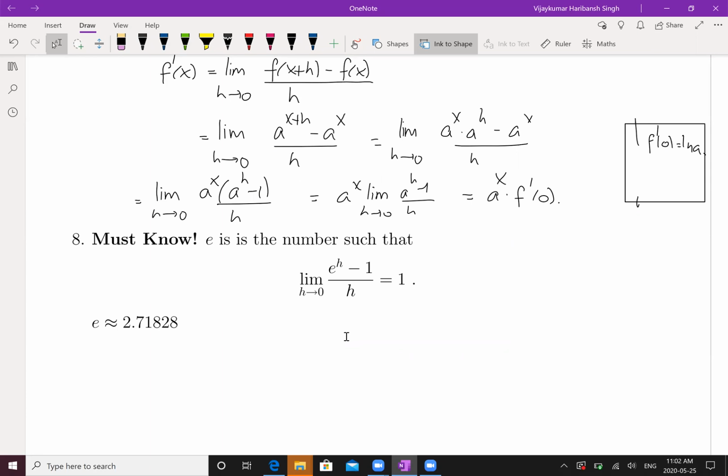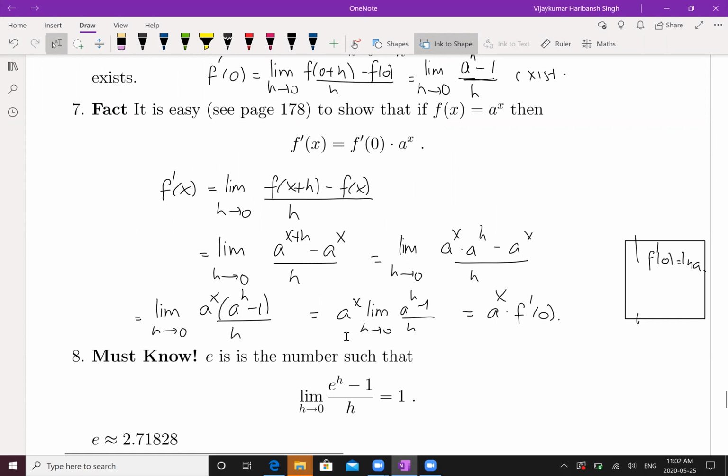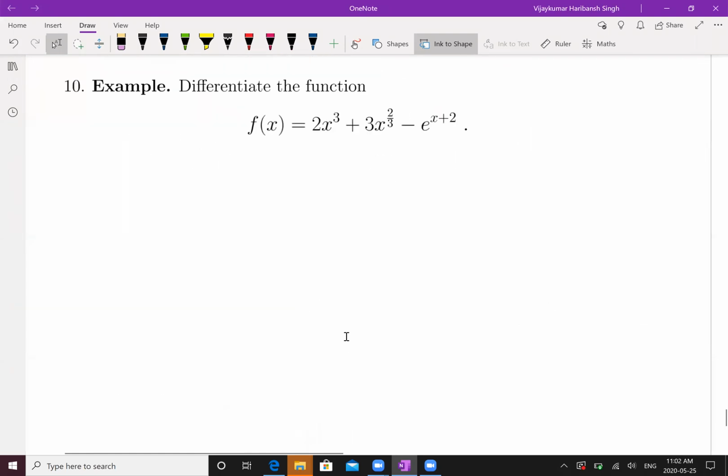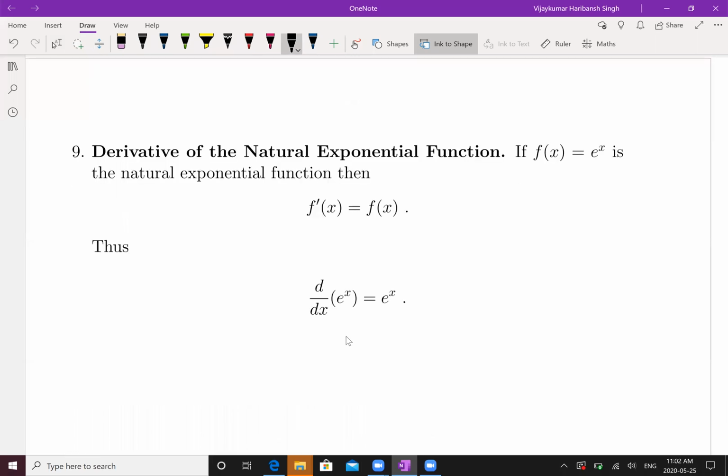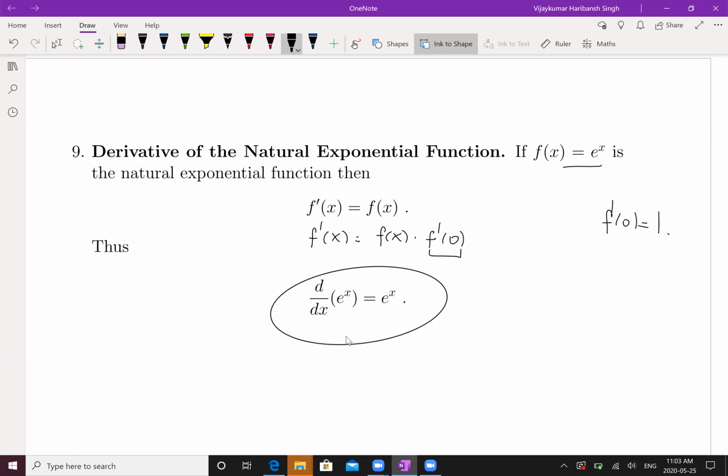So now what is the upshot of that discussion? The upshot is, if instead of a, I have e to the x, that is, if f of x is equal to e to the x, then f prime of x is going to be f of x times f prime of 0. And what is f prime of 0? We have already seen that f prime of 0 is 1. So therefore, f prime of x equals f of x. This means the derivative of e to the x is e to the x.